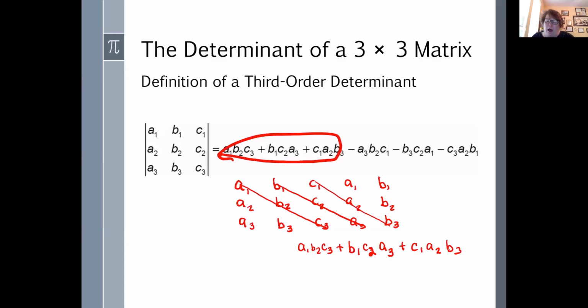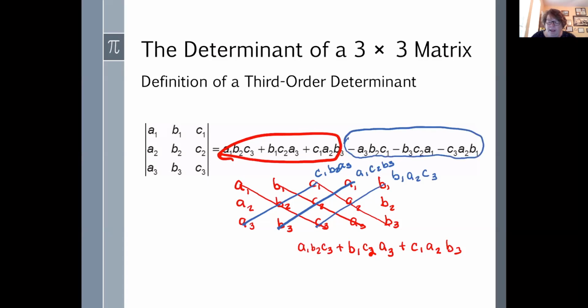Now I'm going to go the opposite direction. I'm going to start in the upper right corner and go down diagonally. So I get B1, A2, C3. I repeat, A1, C2, B3, repeat, C1, B2, and A3. And these are the 3 products that I subtract. That's the second half of this formula.